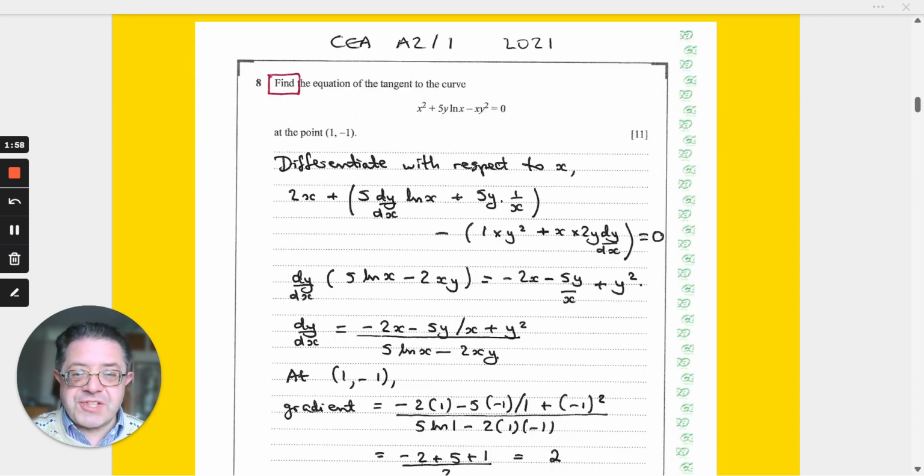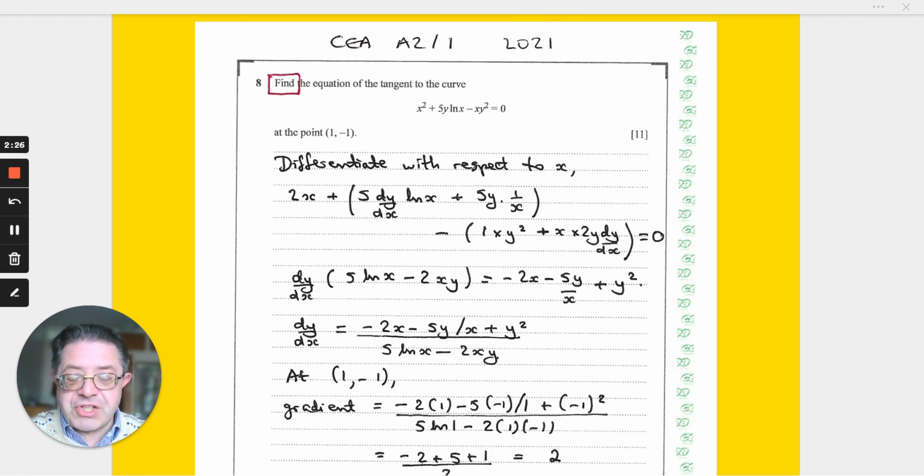The next question is similar. We have to use the product rule. So find the equation of the tangent to the curve x squared add 5y ln x minus xy squared equals 0. So implicit differentiation again. We're differentiating everything with respect to x. So x squared differentiates to 2x.